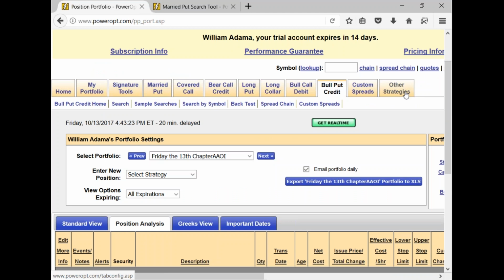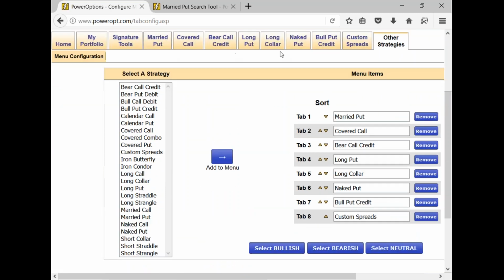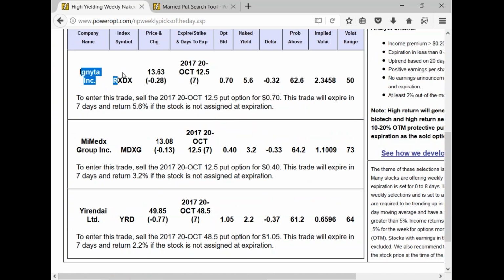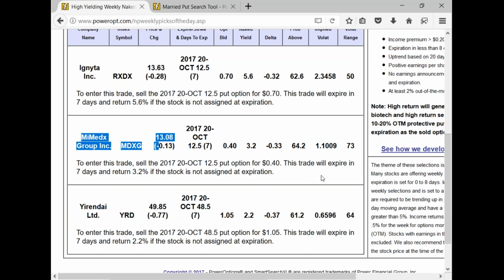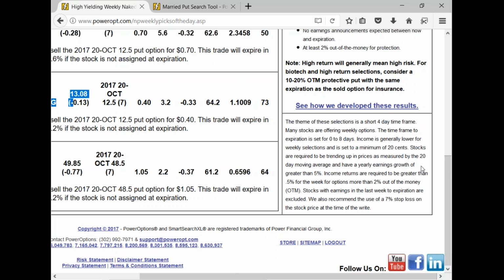Oh, I don't have naked put here, I'm sorry, but on the naked put picks of the day, in that description field on both the front and the back, we do mention that if you see something that looks almost too good to be true, in the covered call, for example, we had one last week, which was OTIC. Two weeks ago, OTIC was offering about a 40% downside protection and a 50% if assigned for an at-the-money 18-strike call one week out. That's too good to be true.